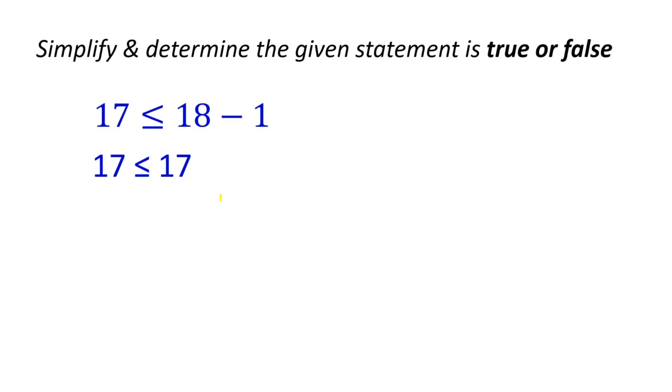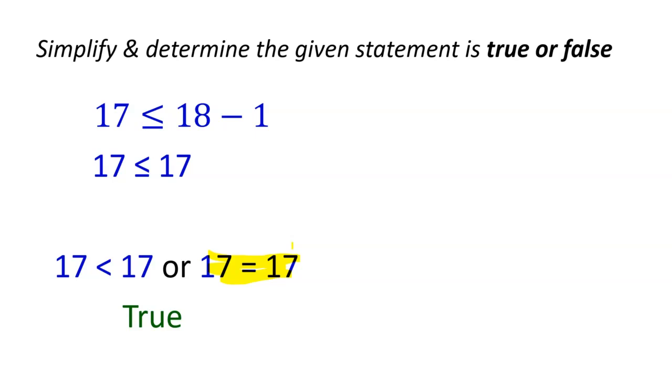How do we decide whether this statement is true or false? The symbol means 17 either has to be less than 17 or it has to be equal. One or the other has to be true for this statement to be true. In this case, 17 does equal 17, as you can see. One has to be true. If that's the case, the entire statement will be true.